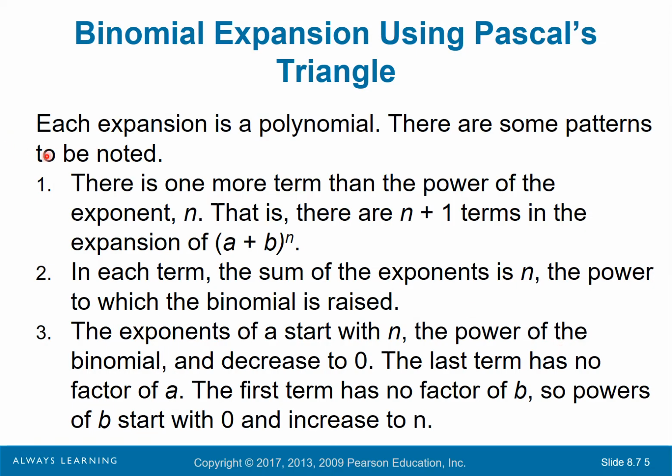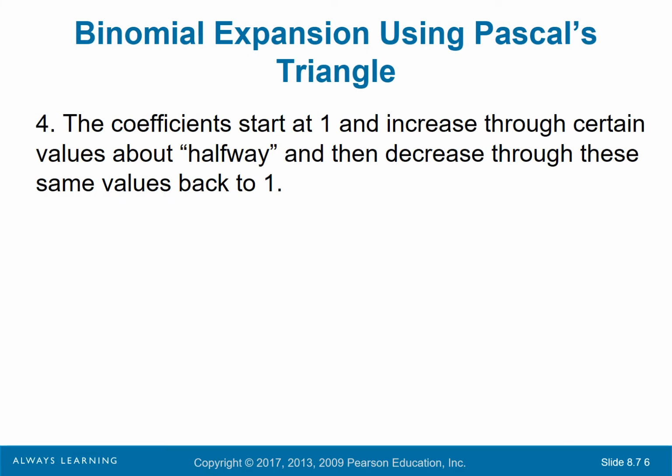Okay, so to do the expansion then, the expansion is a polynomial, and there is one more term than the power n. That is, there are n plus 1 terms in a plus b whole to the n power. In each term, the sum of the exponents is n. The exponents of a start with n, the power of the binomial, and decrease to 0. The last term has no factors of a, and the first term has no factors of b. So powers of b start with 0 and increase to n. The coefficients start at 1 and increase about halfway, and then they decrease down. Just use Pascal's triangle.